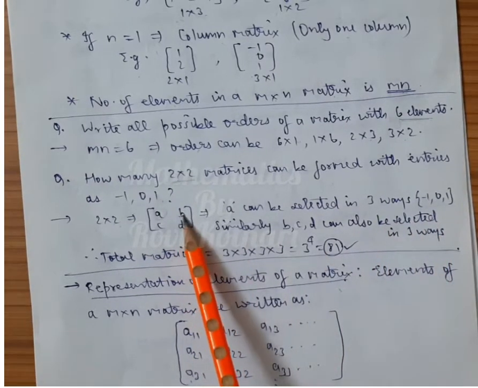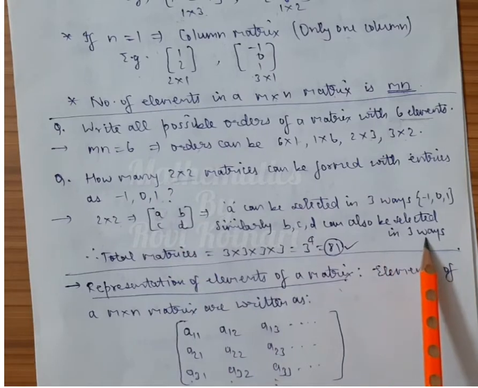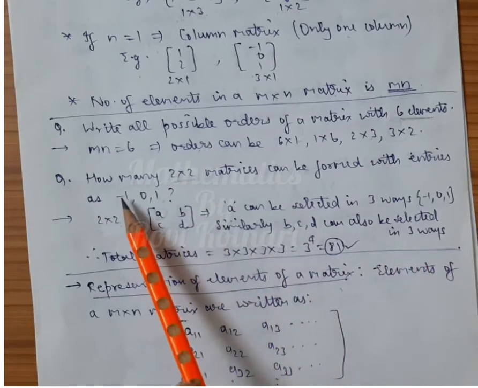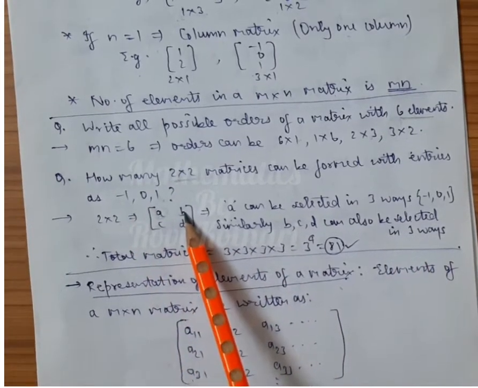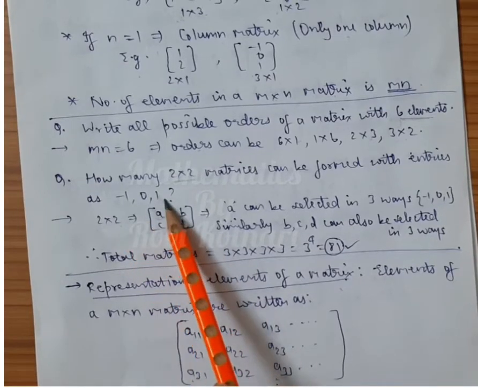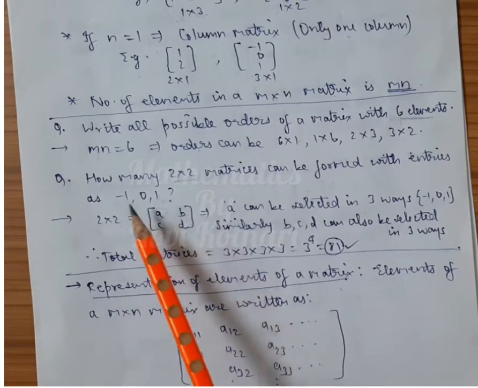Similarly, how many ways can you fill this place? It can also be done in 3 ways. Because it is not the case that what has come here cannot come here. It can repeat. It has to repeat because I am given 3 elements and I have to fill 4 elements. That means it must repeat.